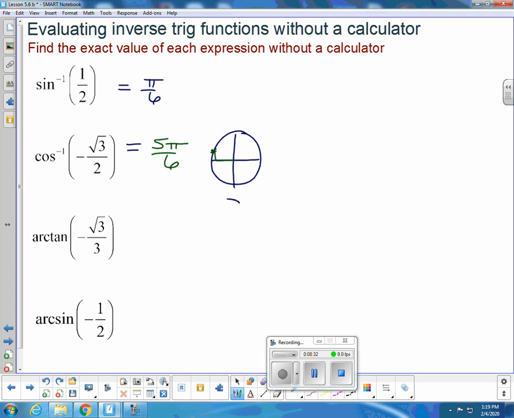Arctangent. I'm hoping you start remembering these tangents because that's easier than doing the dividing. Tangent rad 3 over 3 is here. The negative one is going to be here. So what angle is that? Negative pi over 6, not 11 pi over 6. Remember, it has to be negative down in that quadrant.